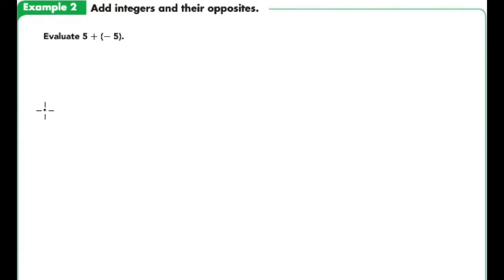For example 2, we'll be looking at adding integers and their opposites. So we're looking to evaluate 5 plus a negative 5. And there is another word for a pair of opposites. When you have a pair of opposites like 5 and negative 5, they are opposite of each other. We could call that an additive inverse.